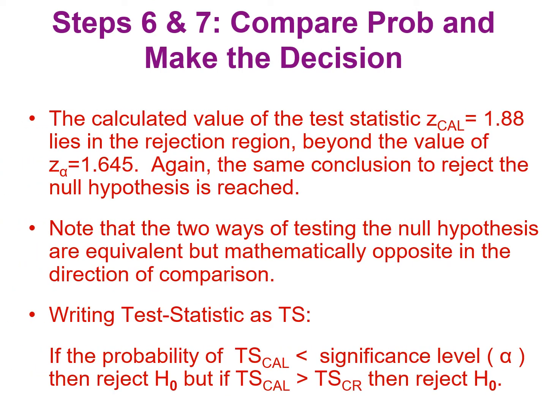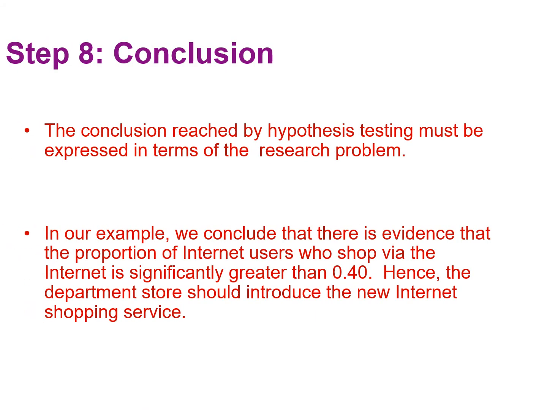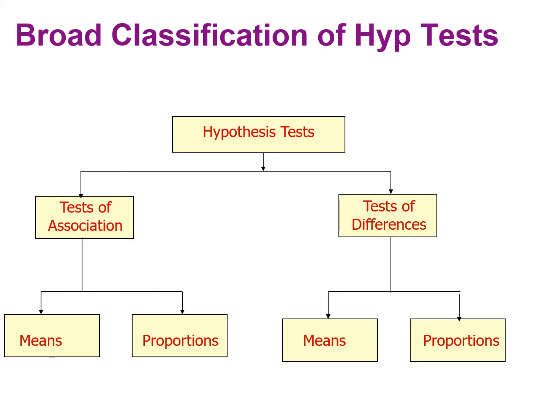So here is the example which we have seen in the last slides, and we make a conclusion about that example. The conclusion reached by the hypothesis test must be expressed in terms of the research problem. So in our example, this is whether shopping via internet is greater than 0.4. So here we conclude that it is greater than 0.4, as our hypothesis rejects the null hypothesis. So we accept the alternative hypothesis.